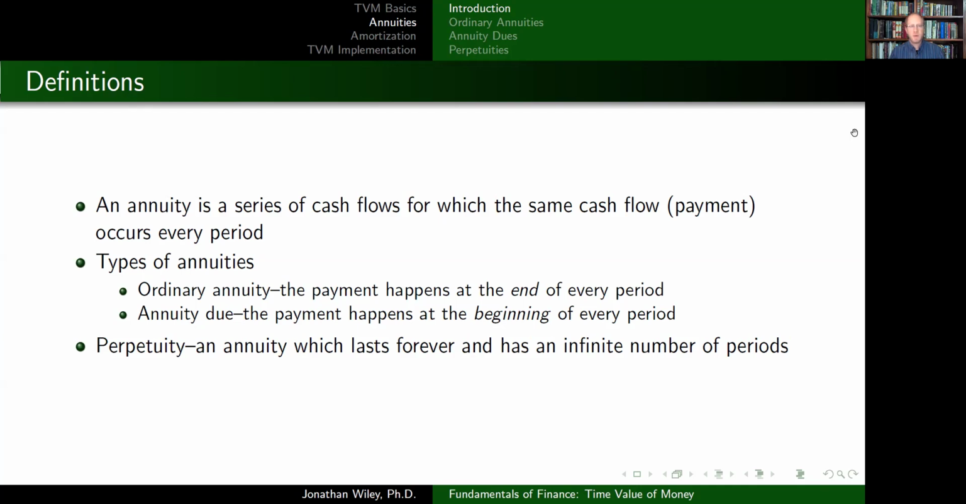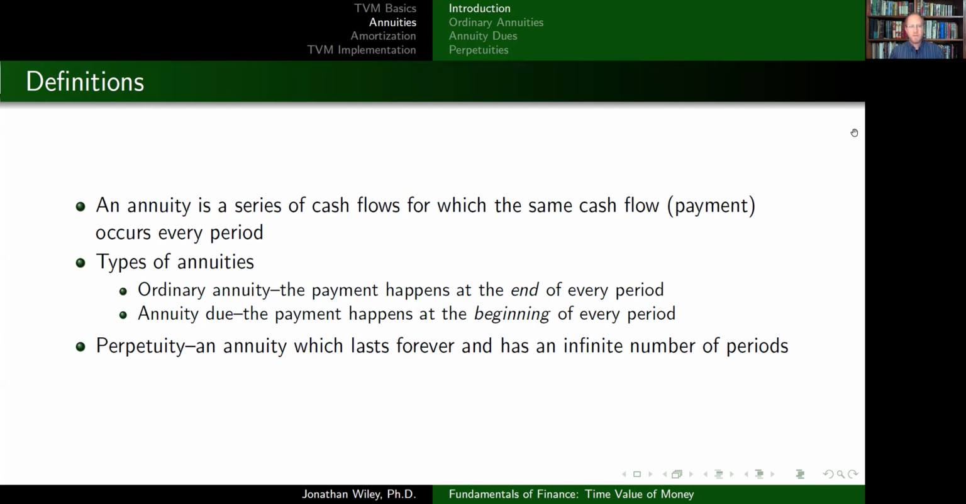Now, there is sort of a special case, and that is a perpetuity. The special case of a perpetuity is an annuity that's the same amount every period, but the number of periods is infinite. So it's basically forever. Same amount every period, but forever. In that case, it's an infinite number of periods.